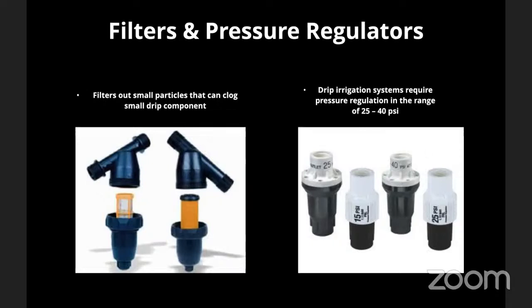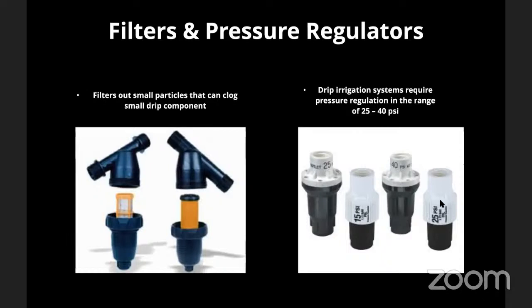Pressure is measured in PSI, pounds per square inch. And the vast majority of drip systems are meant to be between 25 and 40 PSI. For standard landscape drip irrigation, it's about 30. And if you get into very low flow, like agricultural drip irrigation, sometimes lower, but generally 25 to 40 PSI is about where you want to be.